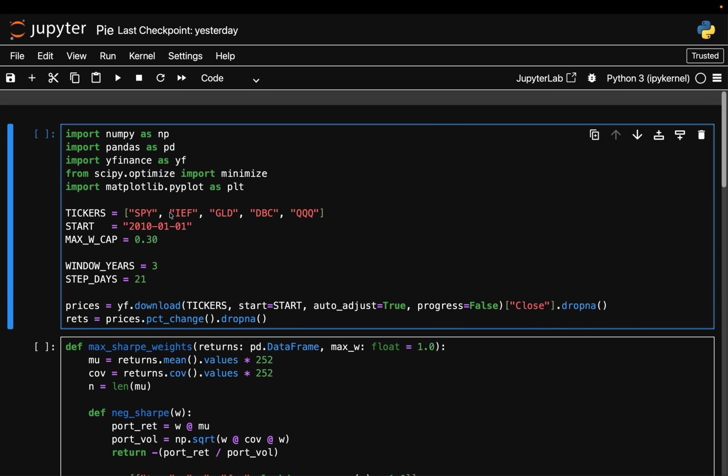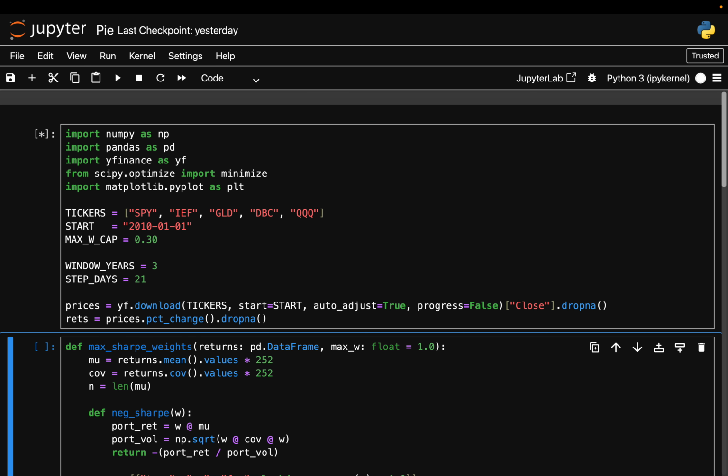I'm using a small liquid asset universe: equities, bonds, gold, commodities, and tech. And I'm starting the analysis in 2010. This is intentionally a clean setup. If things look unstable here, that tells us something important. So this will provide daily returns.